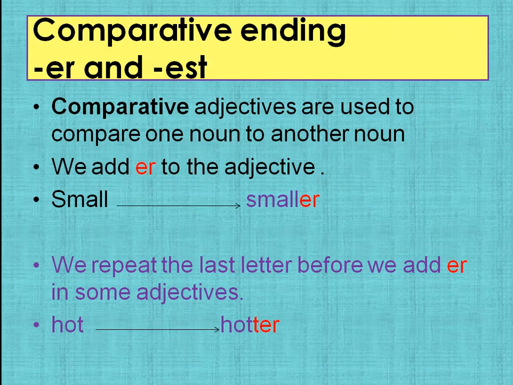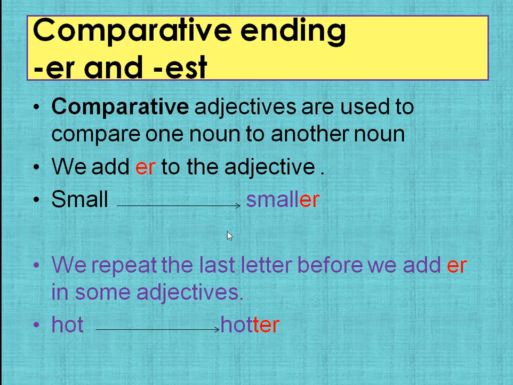Comparative ending ER and EST. Comparative adjectives are used to compare one noun to another noun. We add ER to the adjective. Grade 1, you will learn more through the other slides, but I will tell you something. Comparative is when I compare between two. Ahmed is tall and Ali is tall, but Ahmed is taller than Ali. So I add ER to the adjective to compare between two.